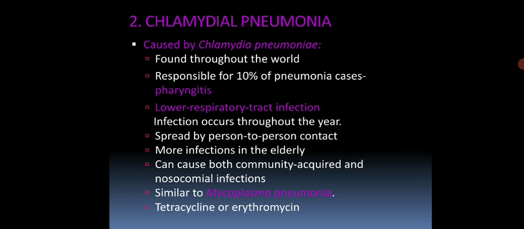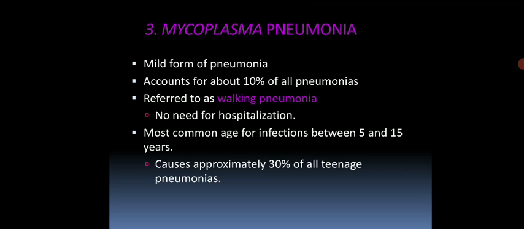Infection occurs throughout the year and spreads by person-to-person contact, and more infections are seen in elderly persons. It can cause both community-acquired as well as nosocomial infections, and it is similar to Mycoplasma pneumoniae. Tetracycline or erythromycin are the drugs of choice for treatment of this chlamydial pneumonia.